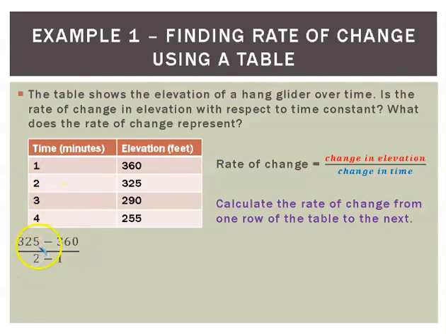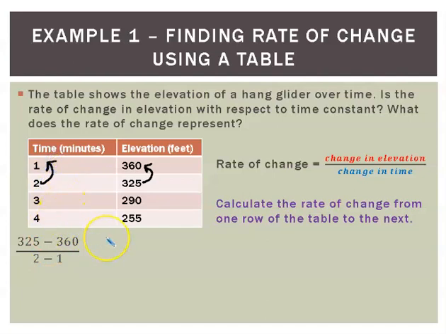So we'll take 325 minus 360. Okay, we'll describe this a little bit more when we get to slope, but I want you to just pay attention how I'm doing this. 325 minus 360, and I like doing it again with arrows. And on the bottom, for our independent variable, we're doing 2 minus 1.